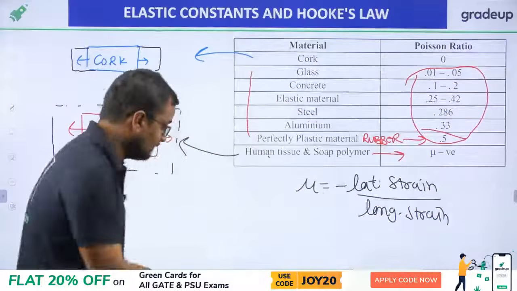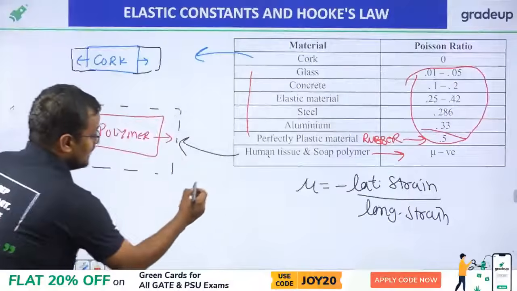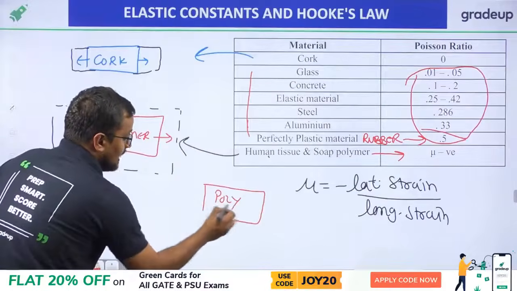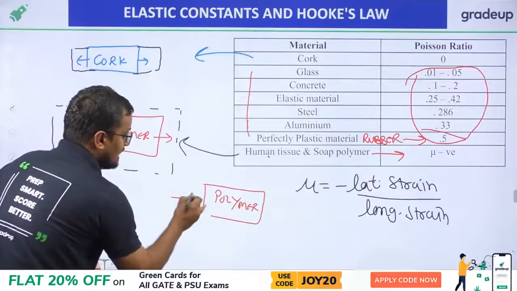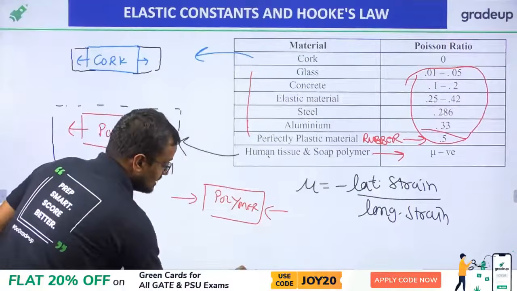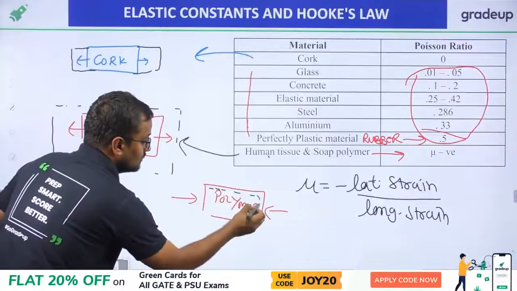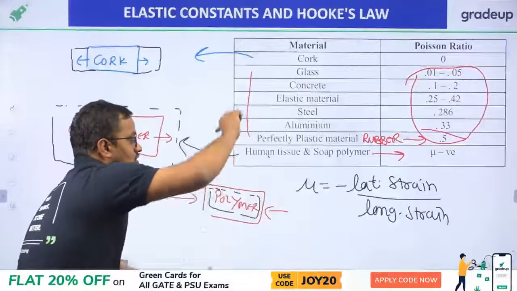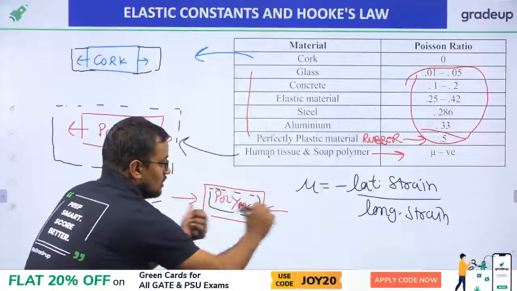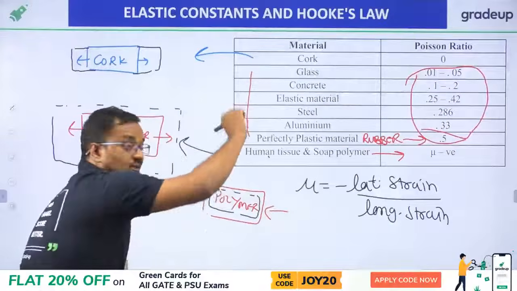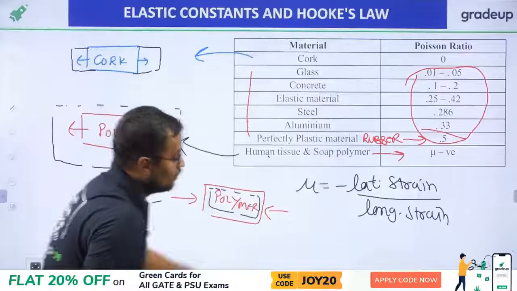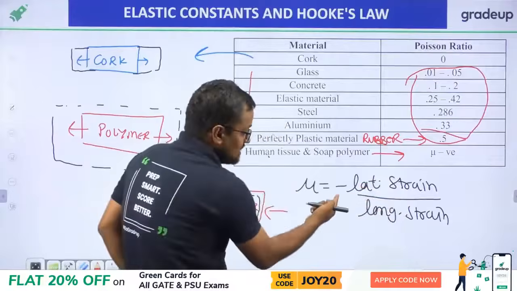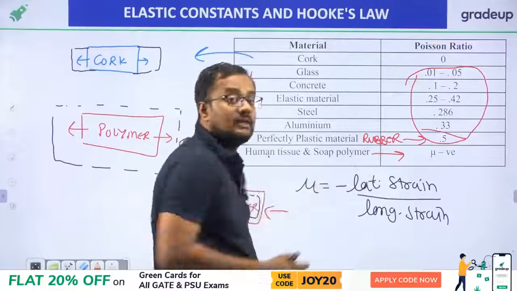Similarly, my friends, let us draw one more figure. If this is a soap polymer and this is a soap polymer, and I apply a force like this, then the deflected shape will be like this. Longitudinal along the force is negative, lateral is also negative. In the longitudinal axis along the force it is decreasing, and in lateral it is decreasing. Therefore both are decreasing, so both are negative. The negative signs cancel out, and there is a minus in the formula itself. Therefore, mu will be negative.